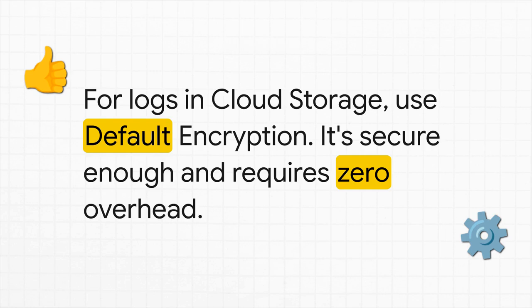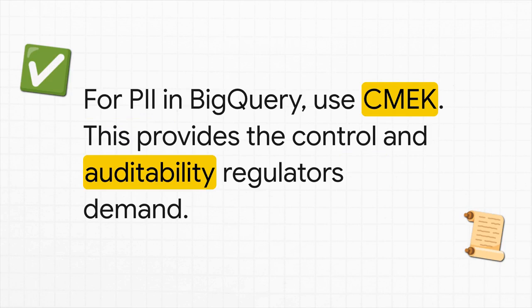Simple, smart, efficient. But then there's the PII, the really sensitive stuff in BigQuery. For this, she goes with CMEK. Why? Because now she can walk into that audit and say, look, we own the encryption key. We control its entire lifecycle, and right here is a log of every single time that key was used to access data. It's the perfect balance of security, control, and most importantly, provability. And this isn't just a technical choice. It's what allows the business to even operate in this space. That provable control is how you build trust.